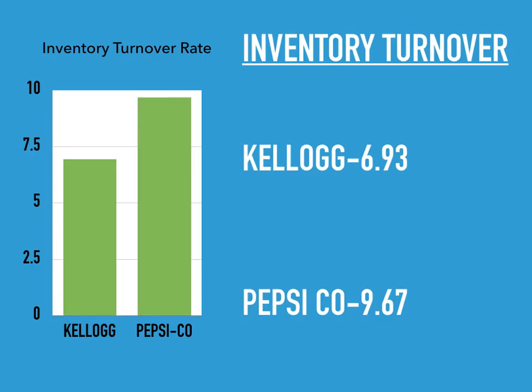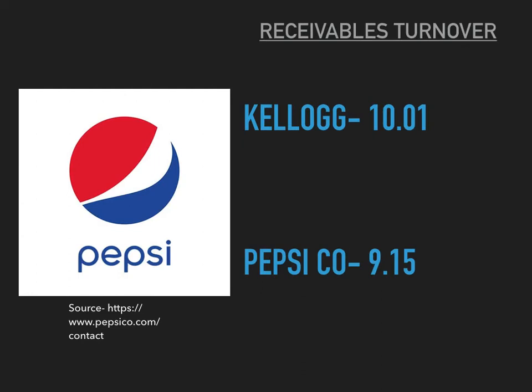The inventory turnover ratio is the number of times a firm sells its average inventory balance during a reporting period. It equals cost of goods sold divided by average inventory. The last ratio we're going to take a look at is the receivables turnover ratio. This is the number of times during a year that the average accounts receivable balance is collected or turns over. It equals net credit sales divided by average accounts receivable.